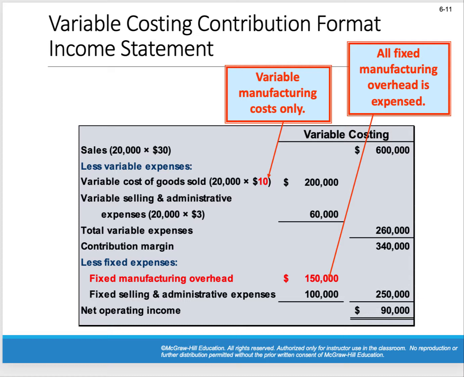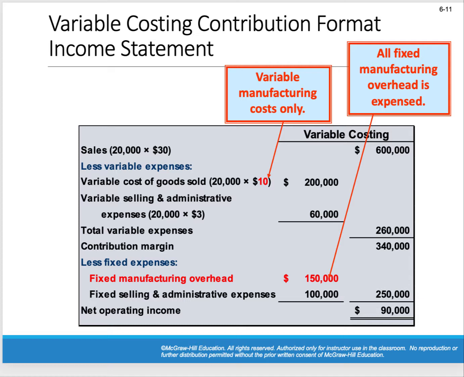First thing we do is we have our sales. They tell us that the company sells 20,000 units. Not a problem. 20,000 times 30 bucks gives us $600,000. That's our sales for the period. Next, we subtract out all variable expenses. That's the variable cost of goods sold, as well as variable selling and administrative expenses. We subtract out our variable expenses, we end up at the contribution margin, then we subtract out our fixed expenses, okay?